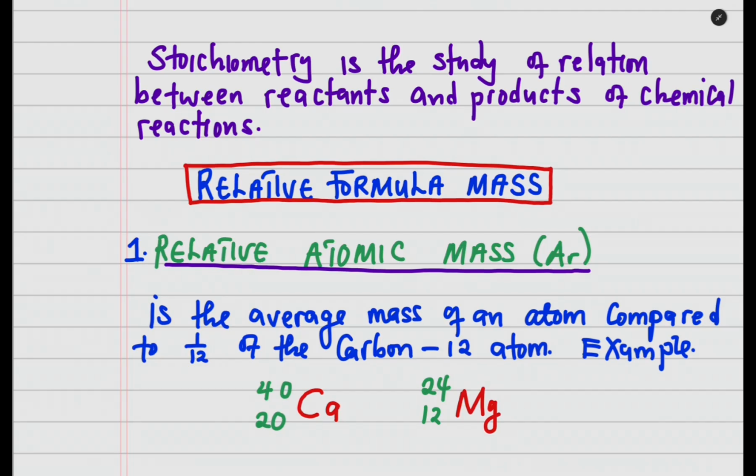Let us look at relative atomic mass. The first thing we want to do is to define relative atomic mass. Relative atomic mass is just the average mass of an atom compared to 1/12 of the carbon-12 atom. That is what we call relative atomic mass.